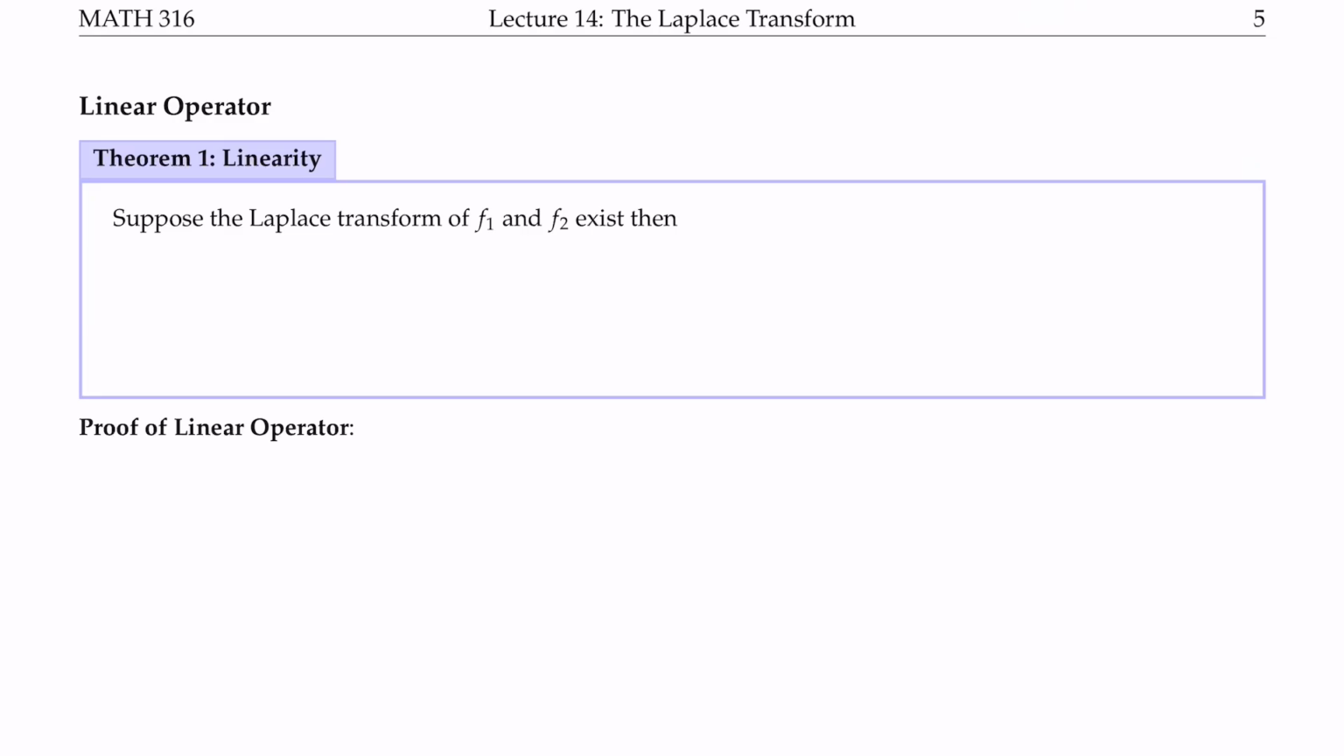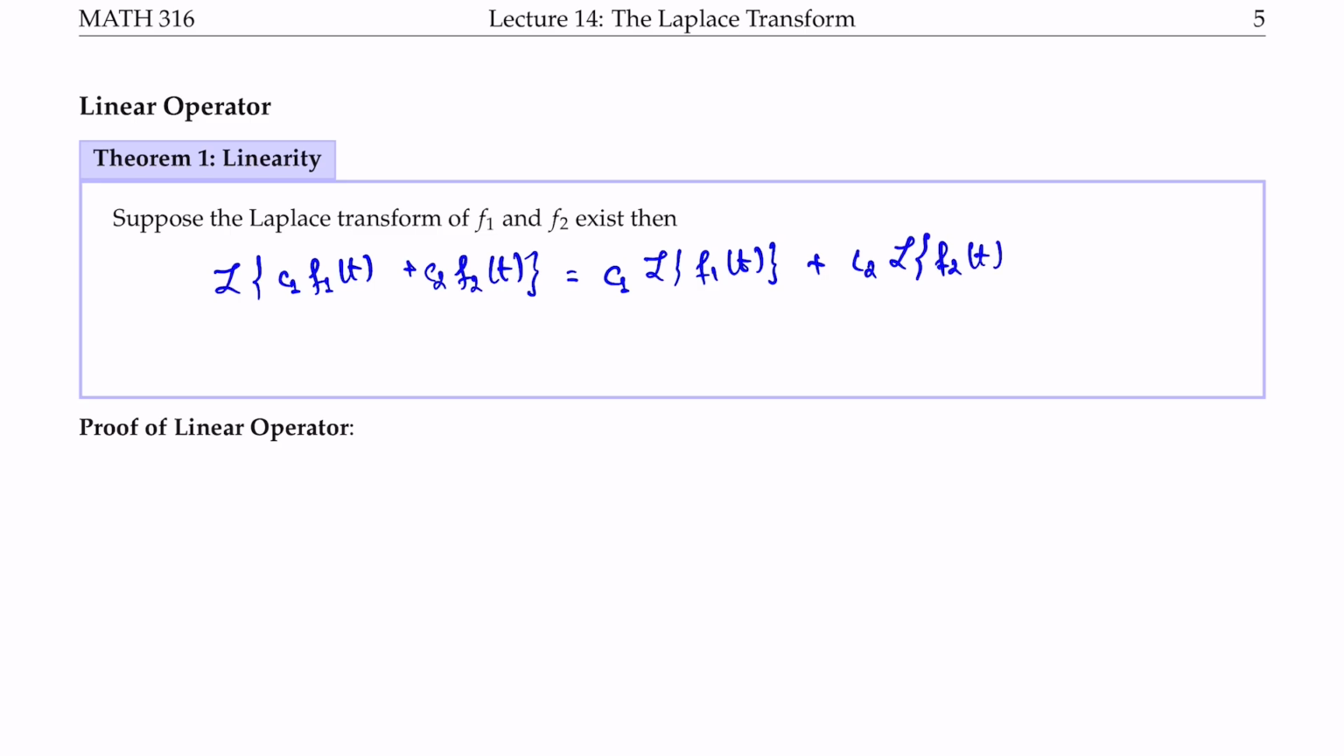So the next thing that we need to do is talk about the linear operator. Right? So Laplace transform is a linear operator. So suppose Laplace transform of two functions f1 and f2 exist. Then the Laplace transform of the linear combinations of the two functions is equal to linear combinations of Laplace transforms. That is C1 times Laplace transform of f1(t) plus C2 times Laplace transform of f2(t), where C1 and C2 are constant.